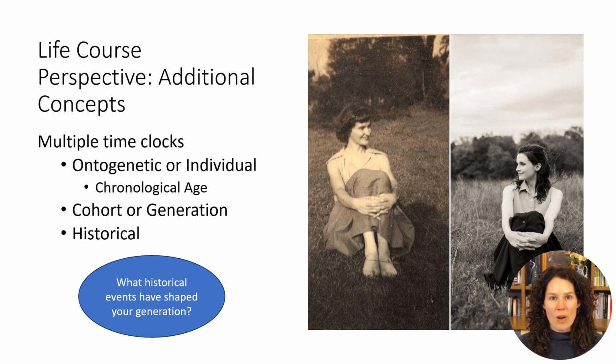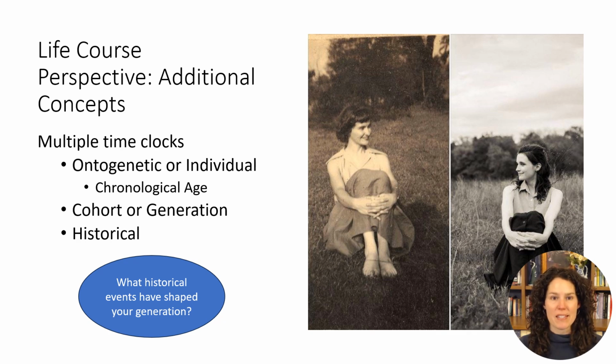Of those, the first one is ontogenetic or individual time. This is basically your chronological age at any given time. How old are you? Are you 9? Are you 21? Are you 65? So these pictures here are of two women who are the same ontogenetic age because they're both seniors in high school, both about 18 years old.